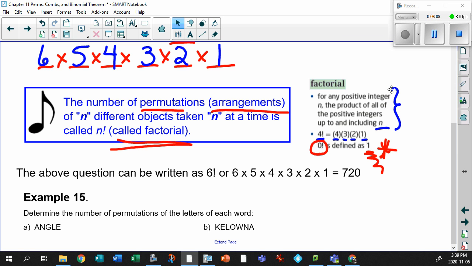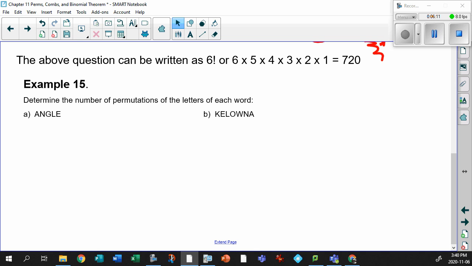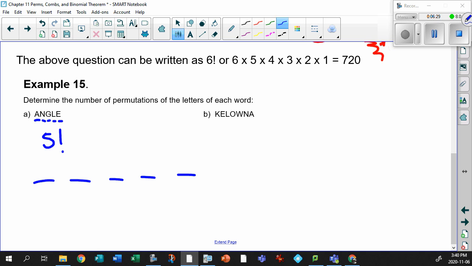Okay, so look at this. All of these questions can be written in factorial notation. So look, determine the number of permutations of the letters of each word. Okay, let's look at the word angle. No repeats, no conditions. 1, 2, 3, 4, 5. So in fact, this is 5 factorial because you know 1, 2, 3, 4, 5. 5 choices for the first one, 4 for the next, 3, 2, and 1.